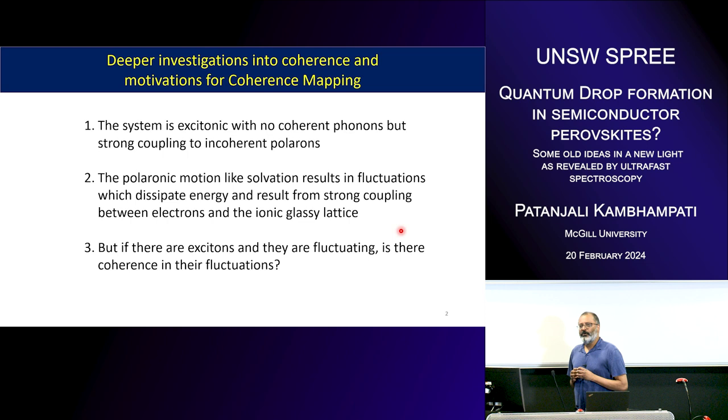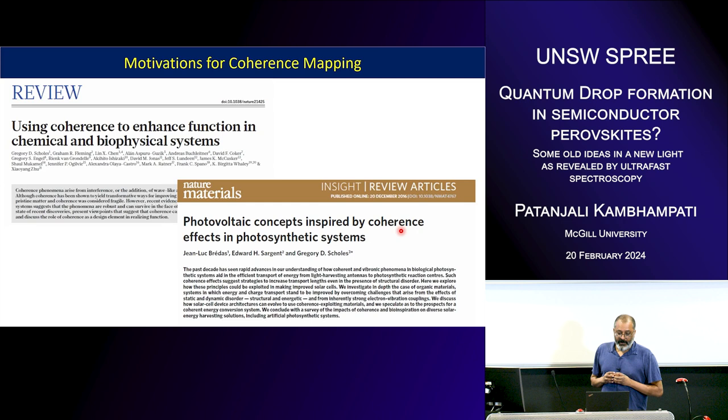So thinking about coherence, we wanted to see other aspects of physics that we can see with 2D spectroscopy that we could not see with 1D spectroscopy, such as the possibility of finding coherent superpositions of states, whether vibronic coherences or, more interestingly, electronic coherences between excitonic states. There has been a lot of discussion of coherence mapping, in particular in photosynthetic reaction centers. Coherence might be important in photosynthesis, energy transfer, and entangled photons, and coherence is absolutely important in quantum computing.